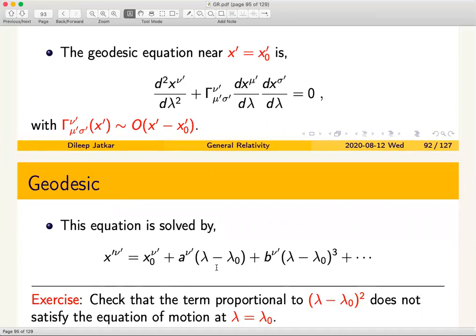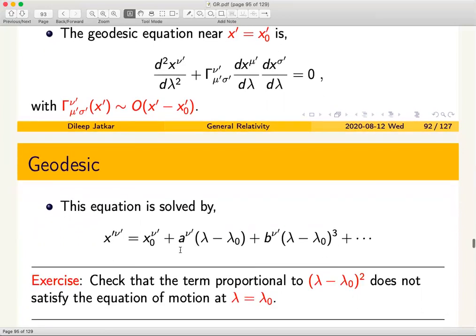Okay, so when lambda is infinitesimally away from lambda 0, then you are slightly away from the x prime 0 value. Okay, so let's write down the analytic solution for this. You write down a nu prime times lambda minus lambda 0, plus b nu prime times lambda minus lambda 0 cubed, plus dot dot dot. Okay, this is just solving it perturbatively, for small values of lambda away from lambda 0. Let's see how the solution behaves.